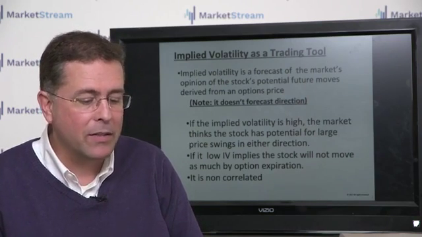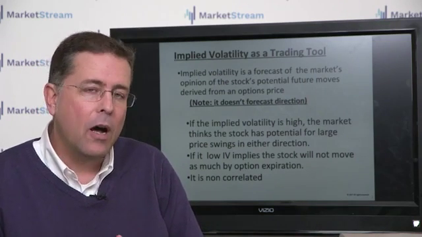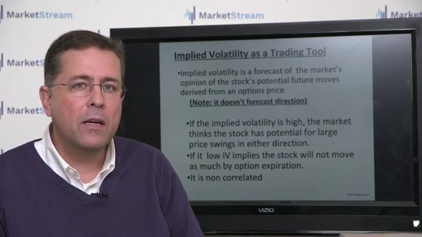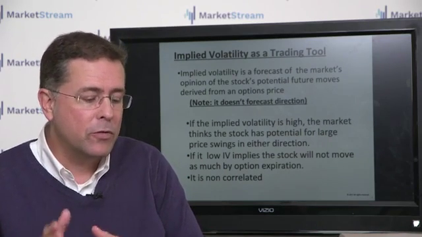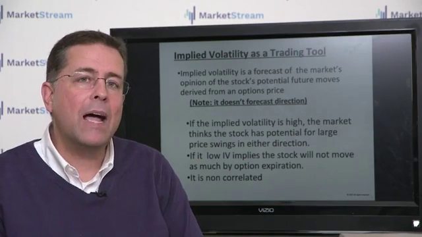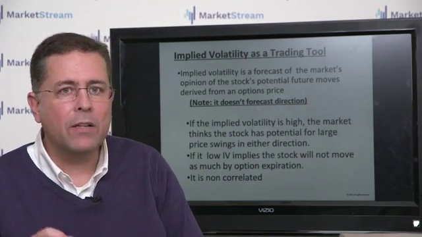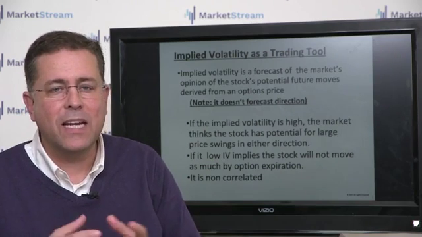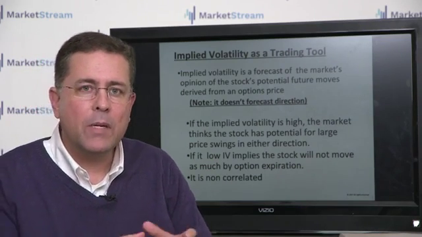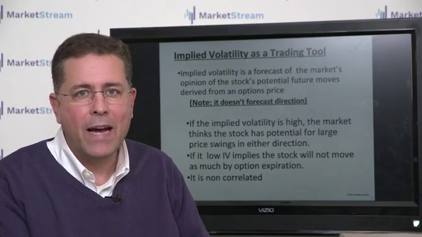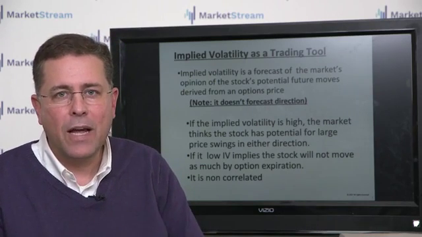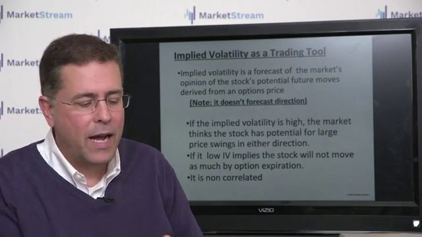Implied volatility is a forecast of the market's opinion of the stock's potential future moves, and it's derived from the options price. So implied volatility is not just a standalone value. It's coming from the supply and demand factor of the underlying option and the underlying stock.